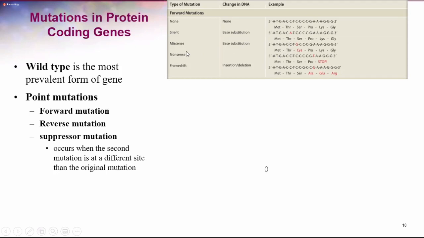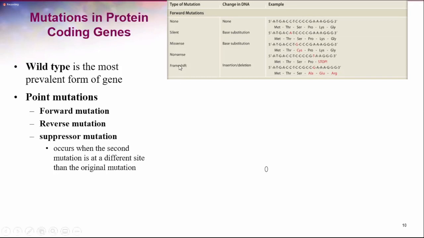Then you can have what we refer to as a missense mutation, where the third codon, TCC, has now been changed into TGC. The original amino acid coded by the original codon was serine, and now it's been converted into cysteine. These are two completely different amino acids, and so they have the potential of interfering with the secondary and tertiary structure of the protein, and hence the function of the protein. So we refer to this as the missense mutation.